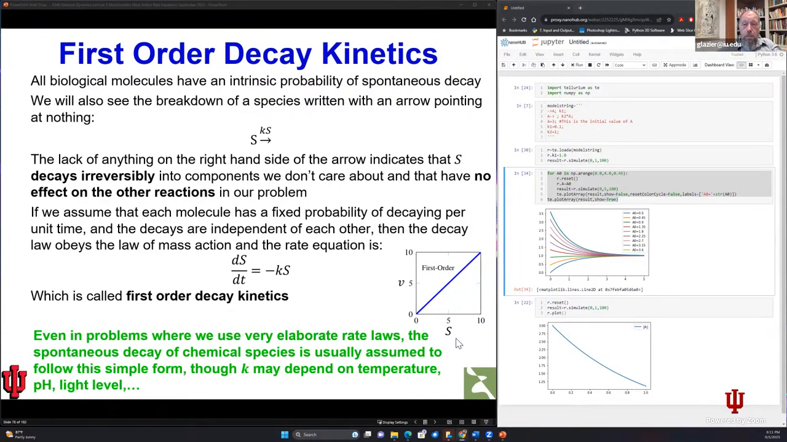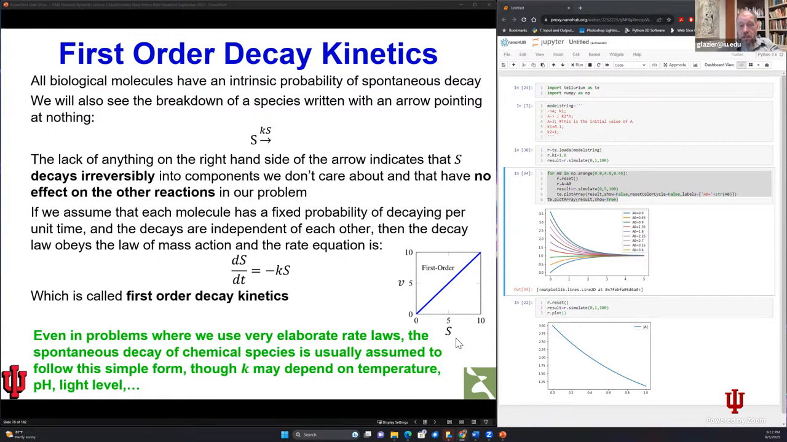What about decay? Well, if a molecule breaks down independently, spontaneously, then the rate of decay of each molecule is independent of everything else. It's like radioactive decay, in which case the decay rate is just proportional to K, the rate of decay of an individual molecule, times the concentration. So that's first order decay kinetics.